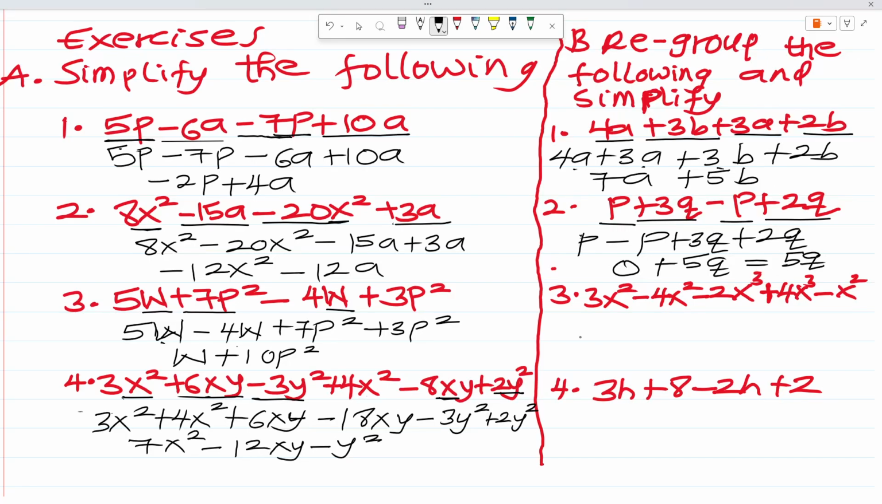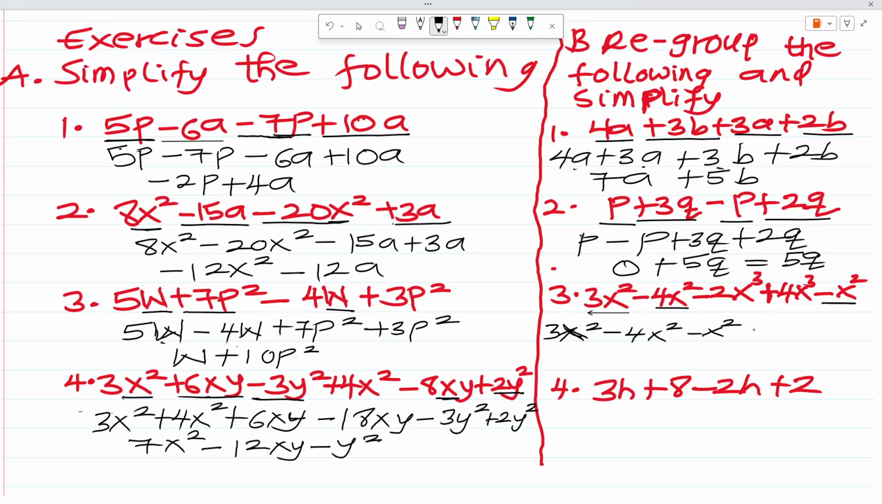The next one, question 3, we group like terms. So x squared here, x squared here, and is there any x squared here? Yes, the last one, there is x squared here. Keep note that this is x cubed. X cubed and x cubed, they are not the same as x squared. So we have 3x squared, right, minus 4x squared minus x squared.